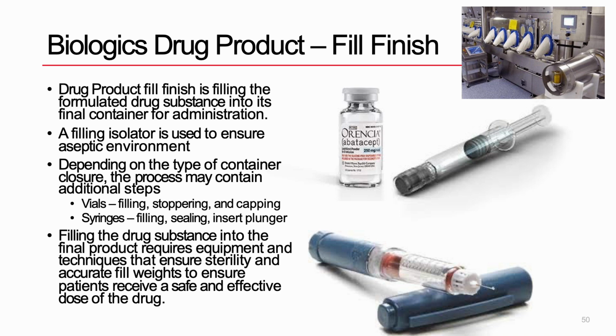Now, the finished product, this is what we see here. So drug product finish is filling the formulated drug substance into its final container for administration. A filling isolator is used to ensure an aseptic environment. Now, depending on the type of container closure, the process may contain additional steps. So for vials, for example, it's filling, stoppering, and capping. For syringes, it may again contain filling, sealing, and inserting the plunger.